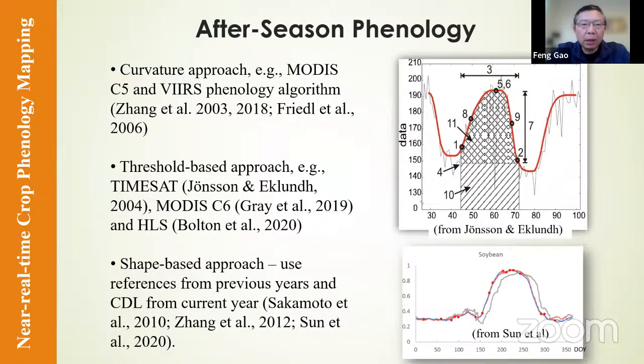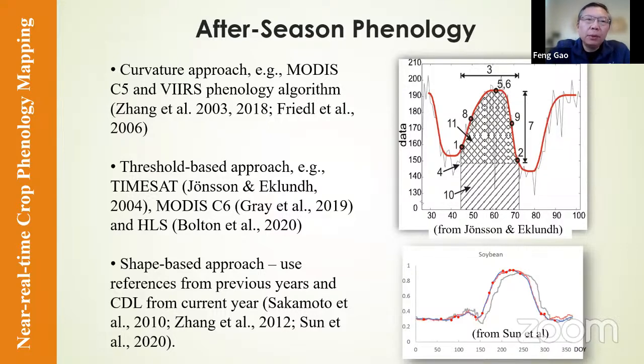It's mostly used for crop phenology detection. It relies on the reference from previous years, and you also need to know the crop types for the current year, plus some observations from this year. Then you use this reference curve to fit the current year, so you can estimate each individual crop growth stage. Those mostly work as after-season approaches, but some can be extended to the within-season approach.